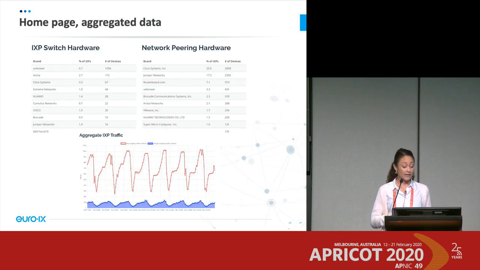So it has aggregated data on the homepage, so things like switch hardware. That can be interesting for maybe members of an IXP, but certainly also other IXPs to know what switches are deployed at other internet exchange points. And then also network peering hardware.